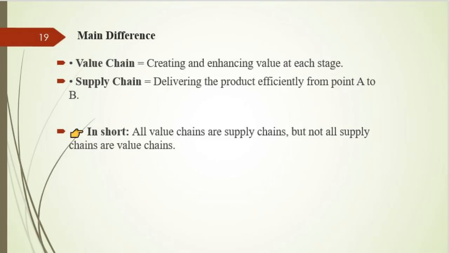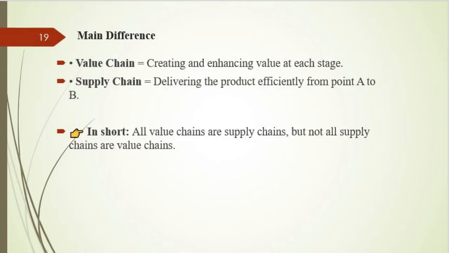Agricultural value chain. The value chain is about creating and increasing value at every stage. Questions it asks: how can we improve quality? How can we increase farmers' income? How can we make the product more valuable? Example: fresh tomatoes, tomato sauce, branded bottles, higher selling price. The product becomes more valuable.